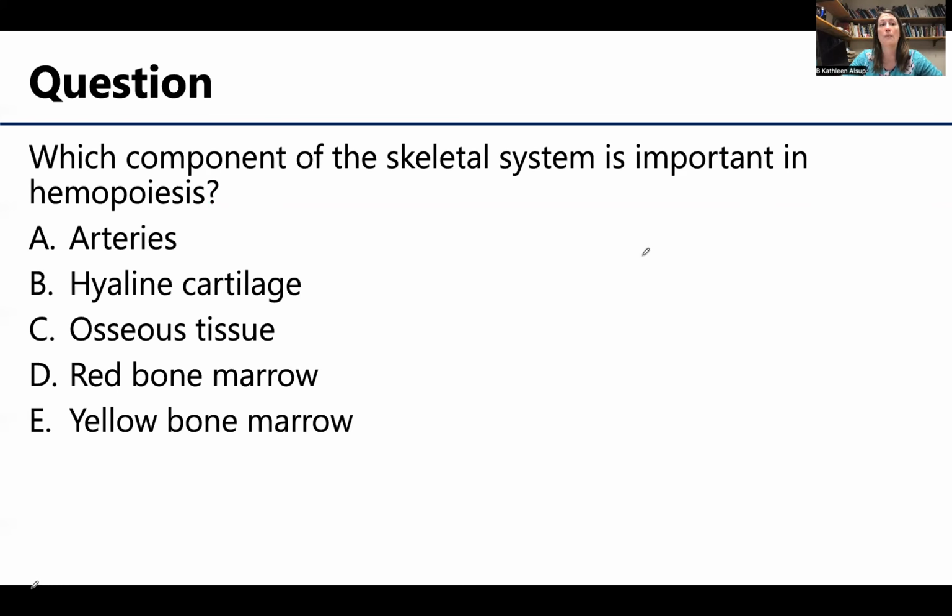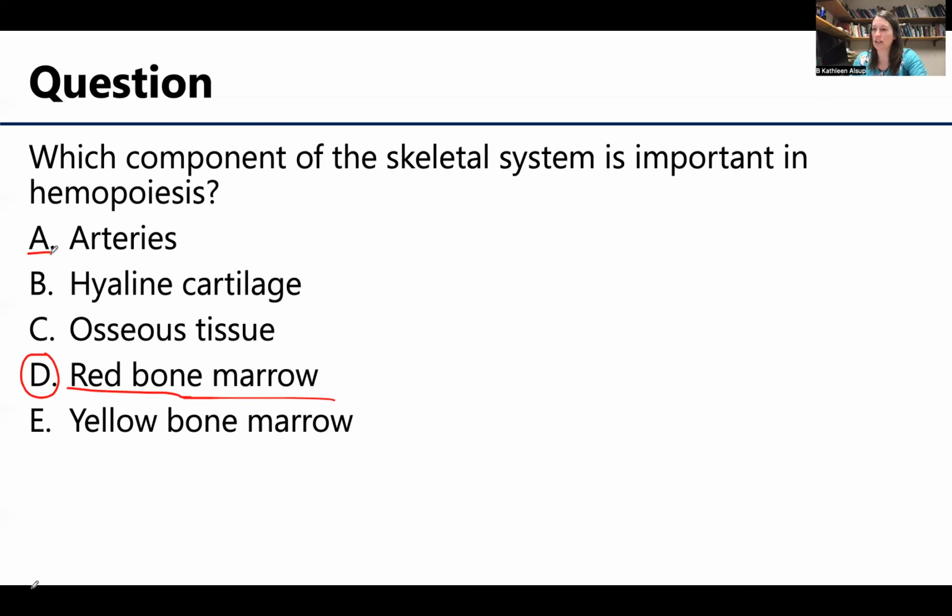So which component of the skeletal system is important in terms of hemopoiesis, or blood forming? So pause it. And then when you're ready, let's talk about it, and hopefully we're all homing in on D being the correct answer, or red bone marrow. Red bone marrow is going to be that principal site for blood formation, specifically those formed elements of blood.